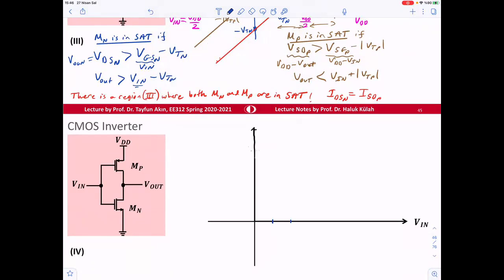1, 2, 3, 4, 5. I don't like this. Can do this maybe better. 1, 2, 3, 4, 5. Okay, and similarly 1, 2, 3, 4, 5 volts. So this is 5 volts. This is also 5 volts.